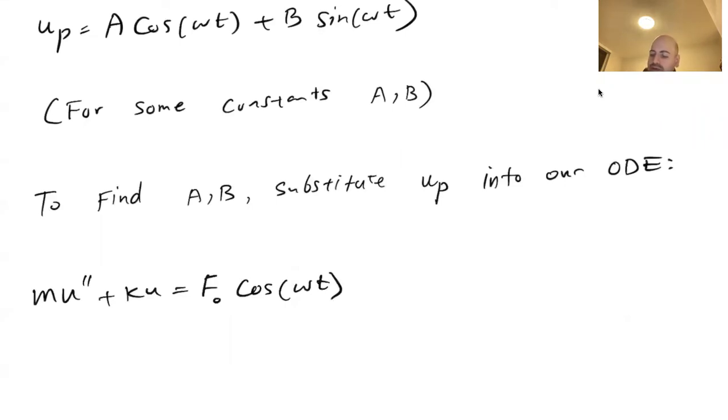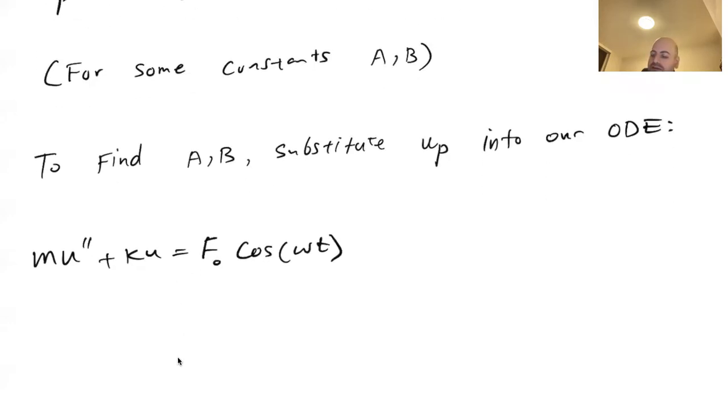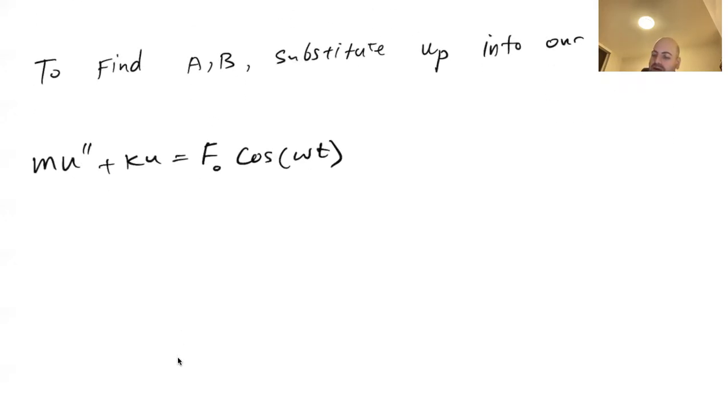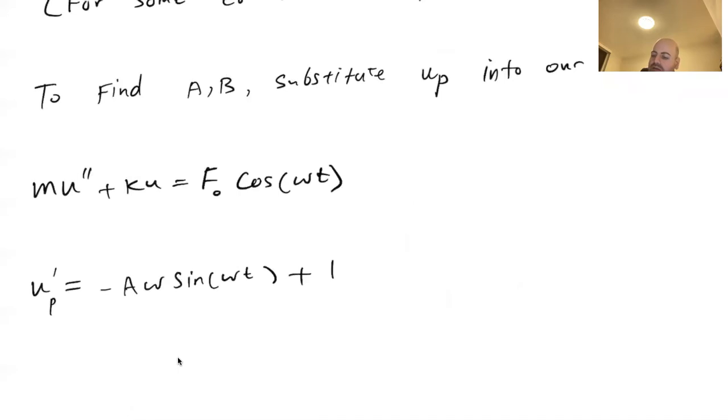And now we need u double prime here, and we know that this is our UP, a particular solution, A cos omega t plus B sine omega t. So we need to differentiate this function twice. Now the first derivative will be minus A omega sine omega t plus the derivative of the second term, which is B omega cos omega t.